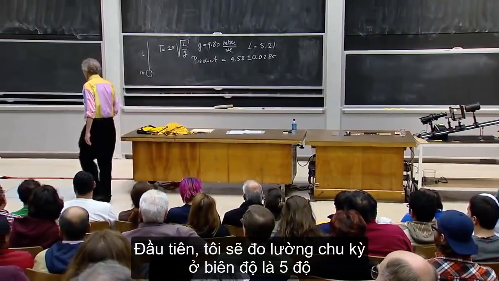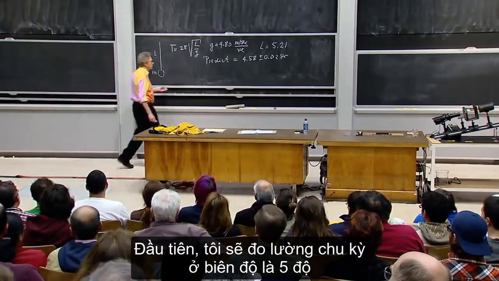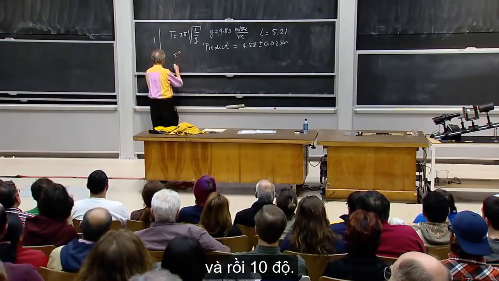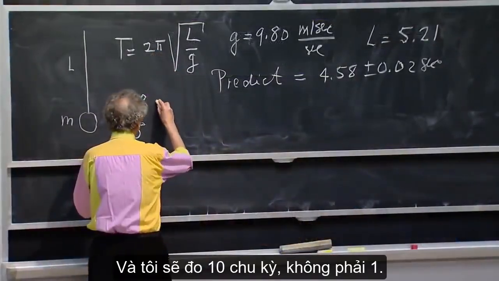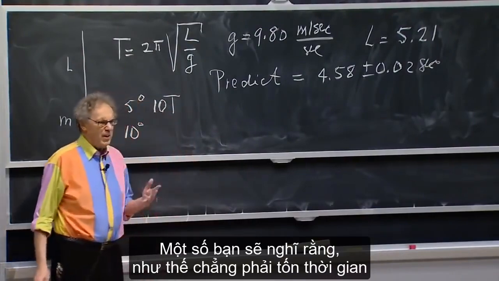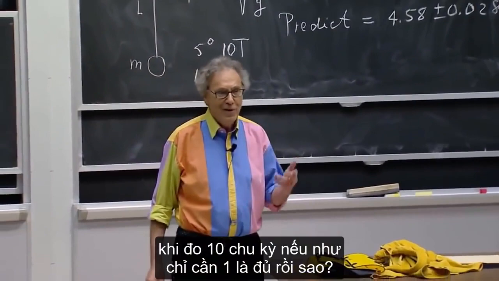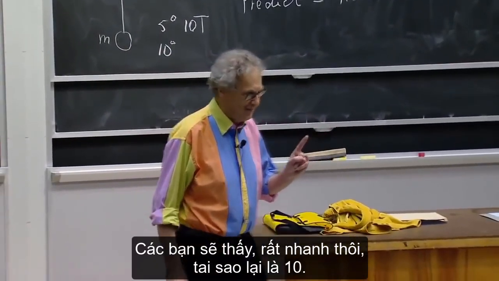So, I'm going to first make a period measurement at 5 degrees and then at 10 degrees amplitude. And I'm going to measure 10 periods, not 1. Some of you may think, well, isn't that a waste of time to do 10 periods if you can get away with 1? You will very quickly see why it is 10.